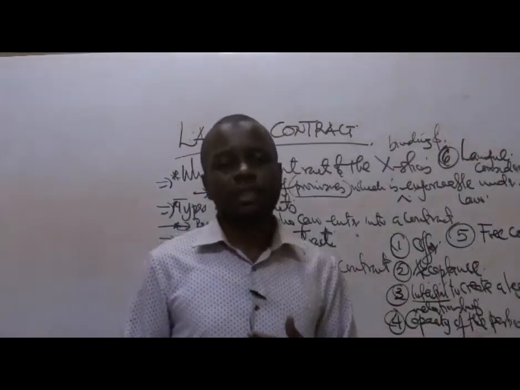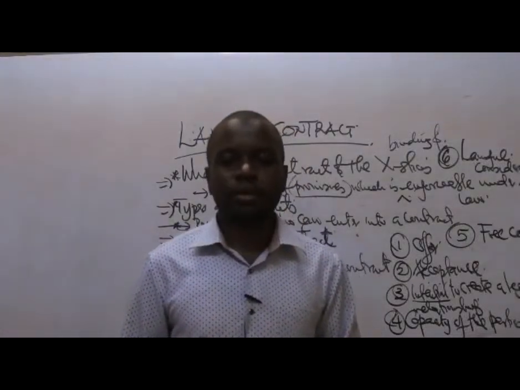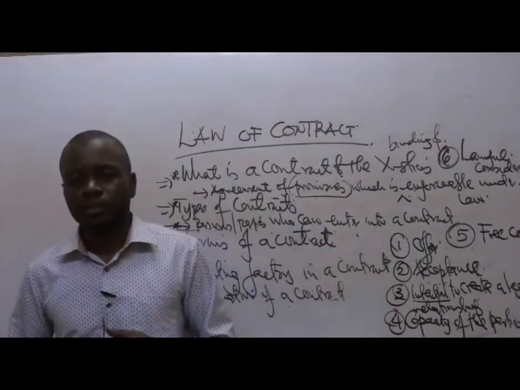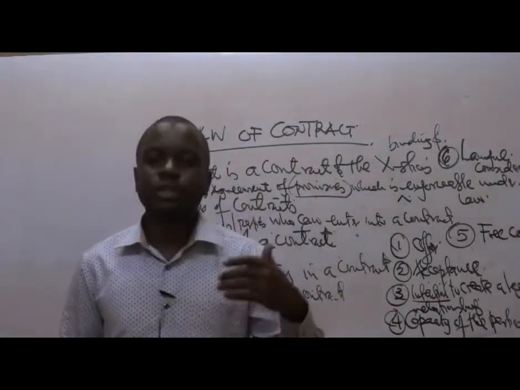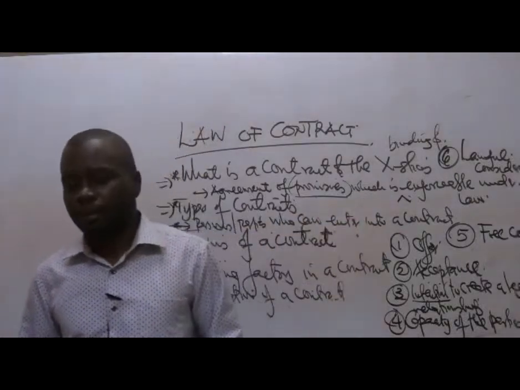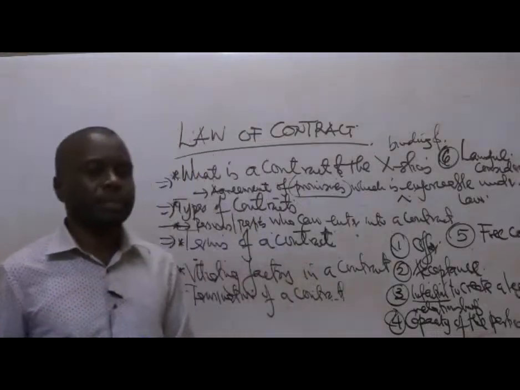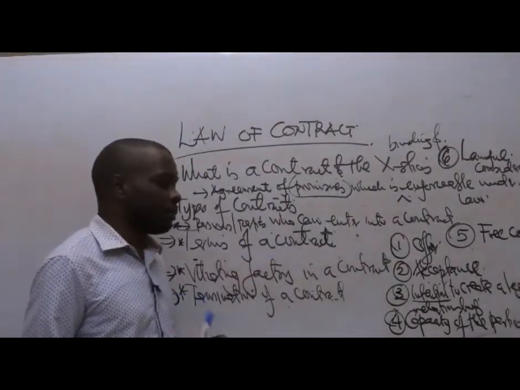There's a consideration that is being paid. So he's going to bring in a lot of cows, or maybe a lot of goats. So that is the price, that is the consideration that is being paid from the other side. So in any contract, that particular key element should actually be present.